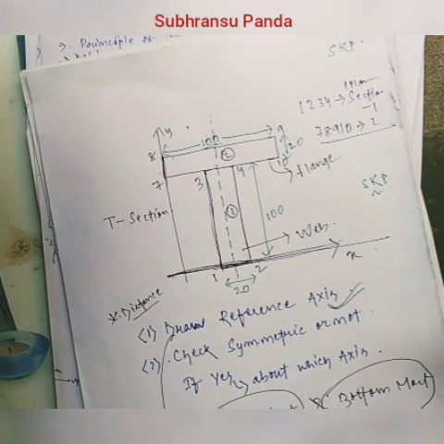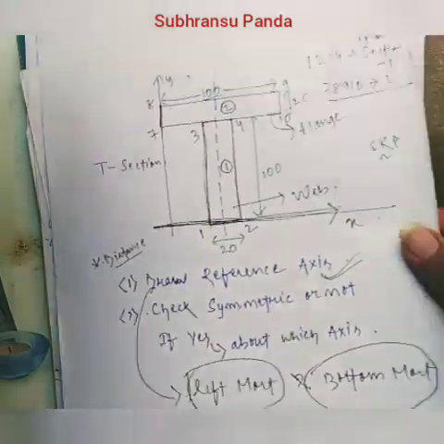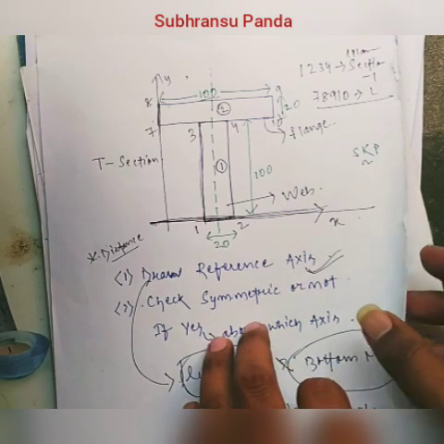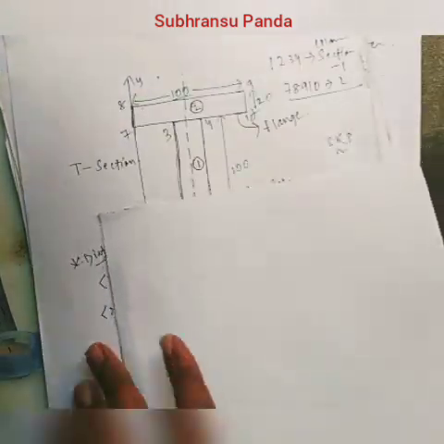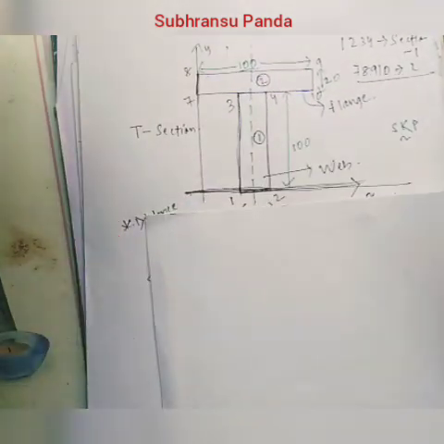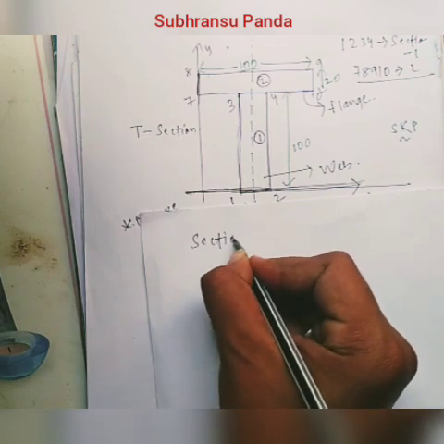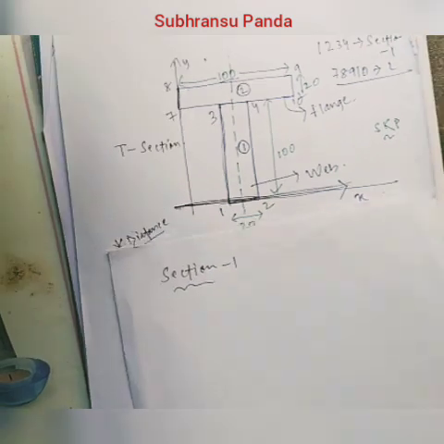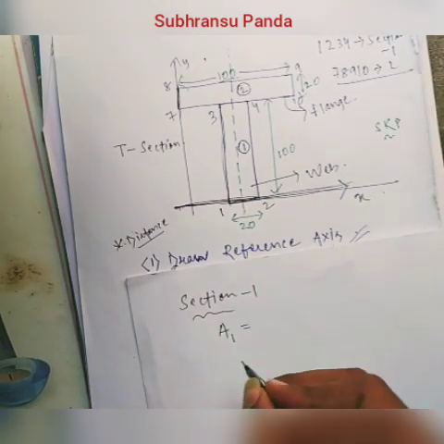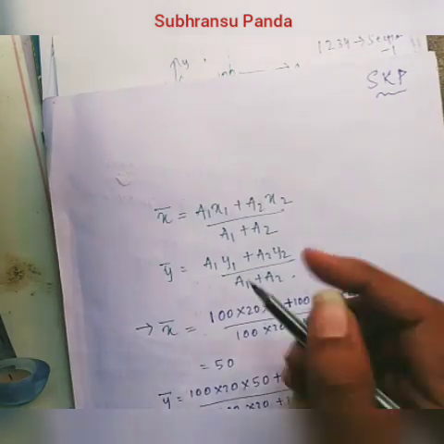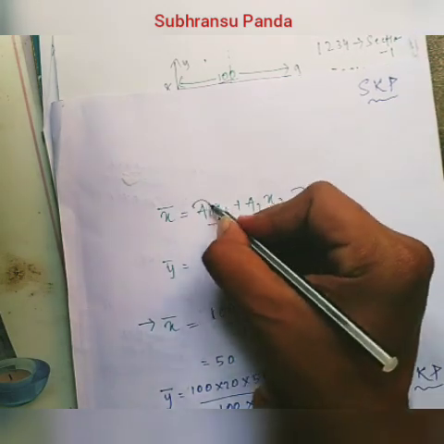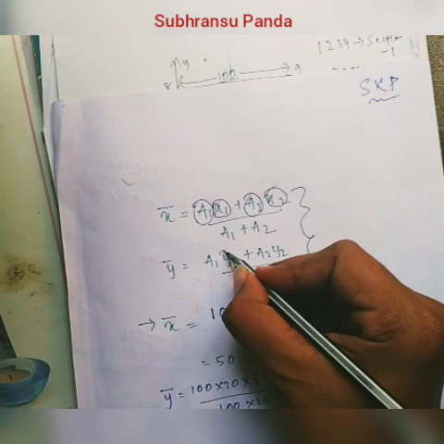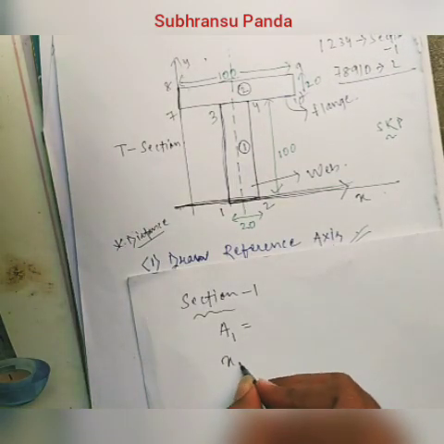Okay, so let's calculate. First of all, we divided it into two sections. Next, you have to calculate the area and all these things. So for that, see, this is section 1. What will be the area? First of all, I will write A1, because the formula is like this: x bar equals A1 x1 plus A2 x2 divided by A1 plus A2, y bar equals A1 y1 plus A2 y2 divided by A1 plus A2. So what are the unknown things here? A1, A2, x1, x2, then y1, y2. So from the figure we will calculate A1, x1, y1.